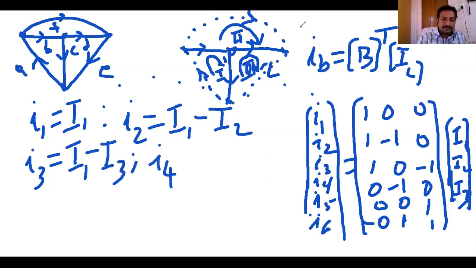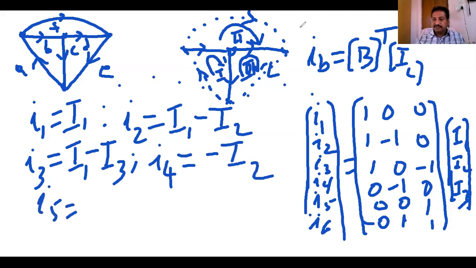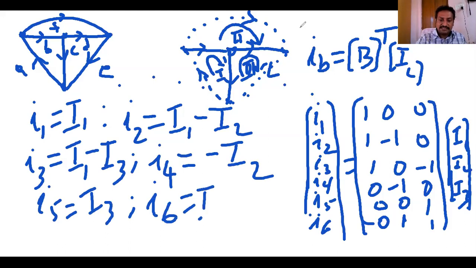I4. I4 is equal to, what we are getting? Minus I2. Then we'll come back. I5 is equal to I3. Then finally, I6 is equal to here I2 plus I3.